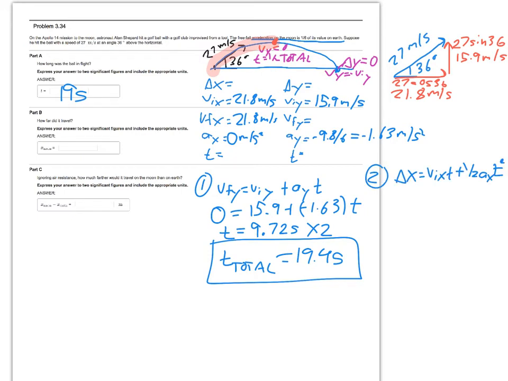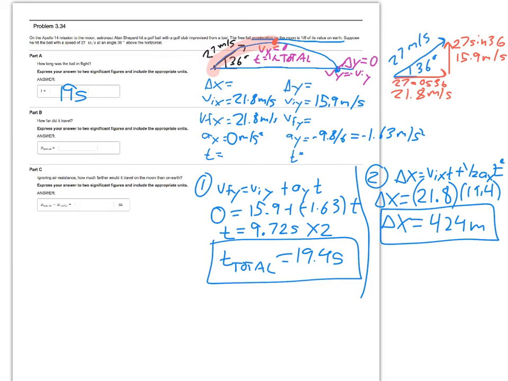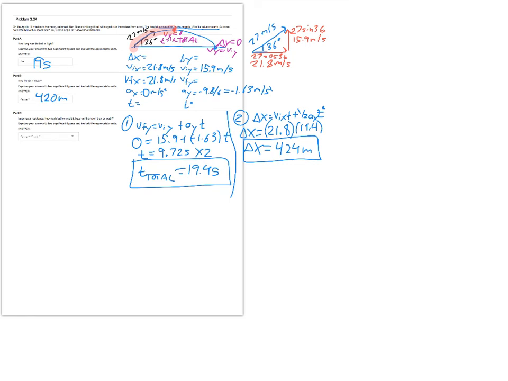Now that I have that time, I can figure out how far it traveled in the x using my x information. And so I end up getting that delta x is equal to my initial velocity in the x, which is 21.8 multiplied by my time, which I just found. Then I'm going to use that total time of 19.4. So I end up getting an x displacement here of 424 meters, which rounded to 2 sig figs just becomes 420 meters.